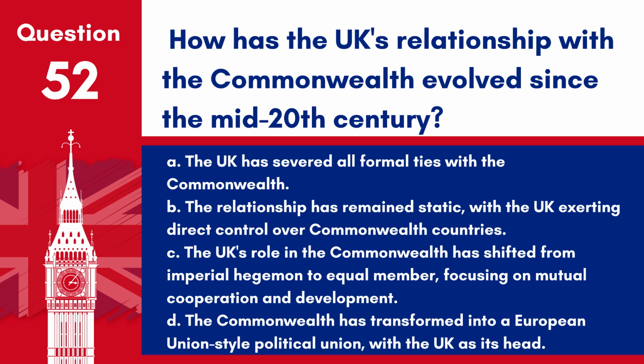A. The UK has severed all formal ties with the Commonwealth. B. The relationship has remained static, with the UK exerting direct control over Commonwealth countries. C. The UK's role in the Commonwealth has shifted from imperial hegemon to equal member, focusing on mutual cooperation and development. D. The Commonwealth has transformed into a European Union-style political union, with the UK as its head.